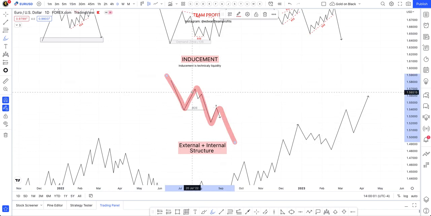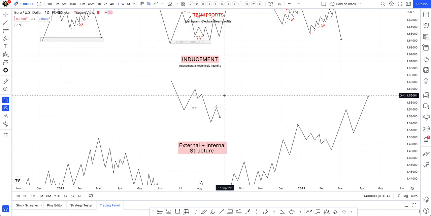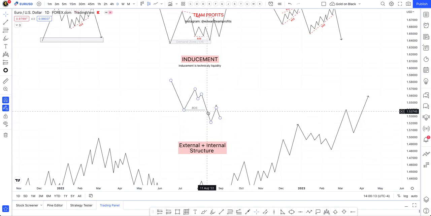This is how it looks on a 1 hour. But if you go in 15 minutes, internal, you're going to see a lot more movement. So where is the inducement right here? Normally we have a BOS, right? Normally this is the breakout of this previous low, especially with the body of the candle closing below this low, so that counts as a BOS.